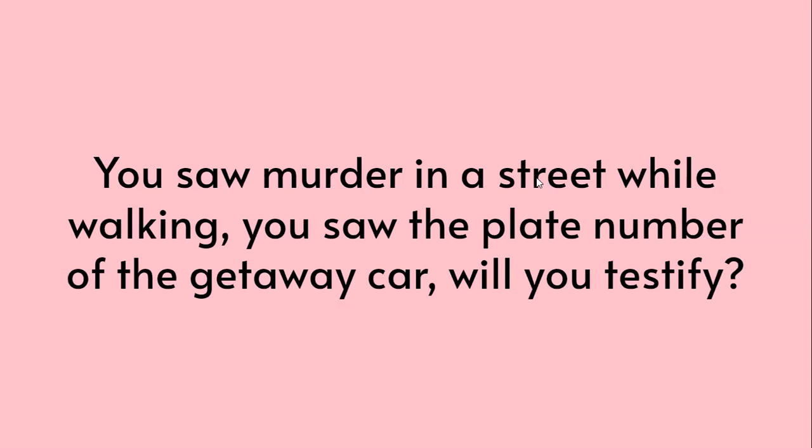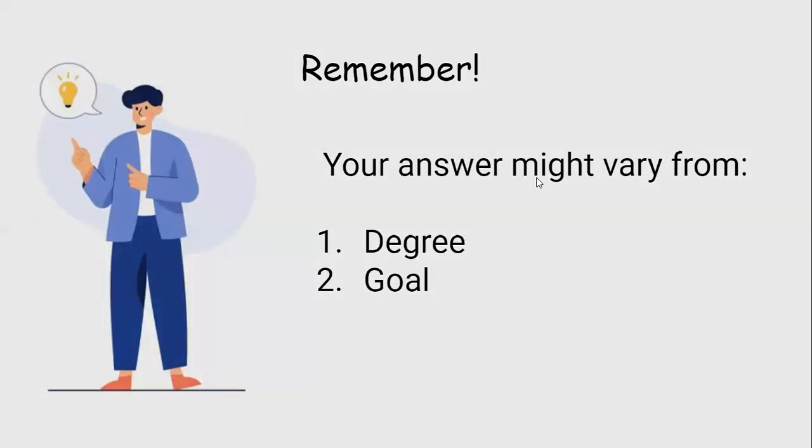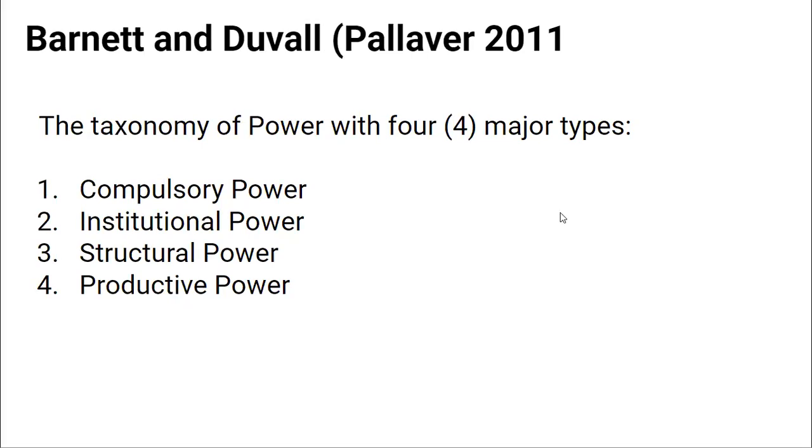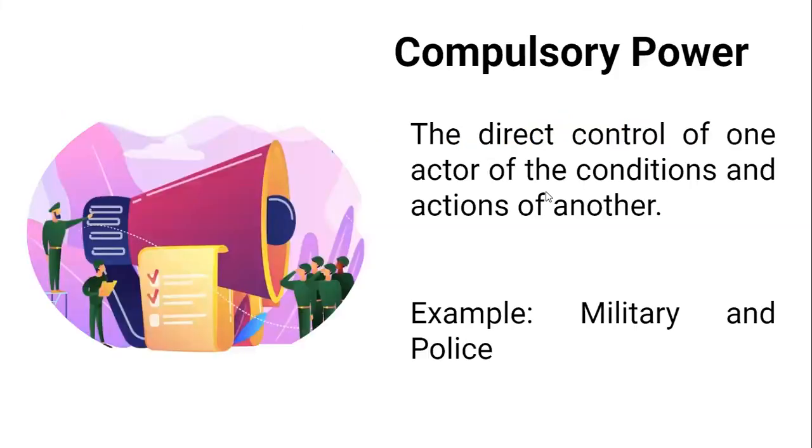Okay? Next, according to Barnett and Duvall, okay, there are four taxonomies of power. All right? Compulsory, institutional, structural, and productive. Okay? Let's talk about first compulsory power. Compulsory power is a direct control of one actor of the conditions and actions of another.